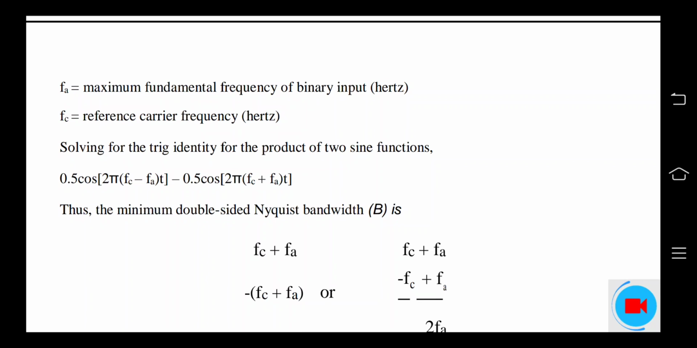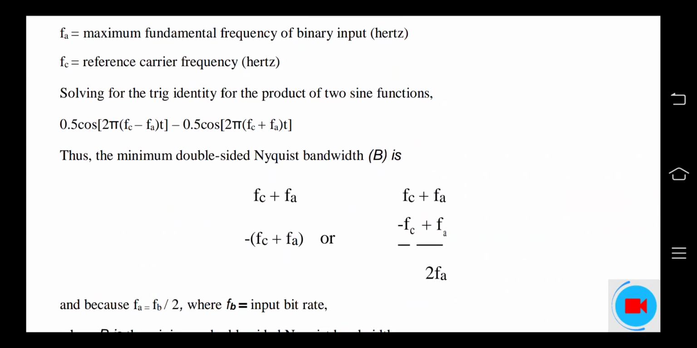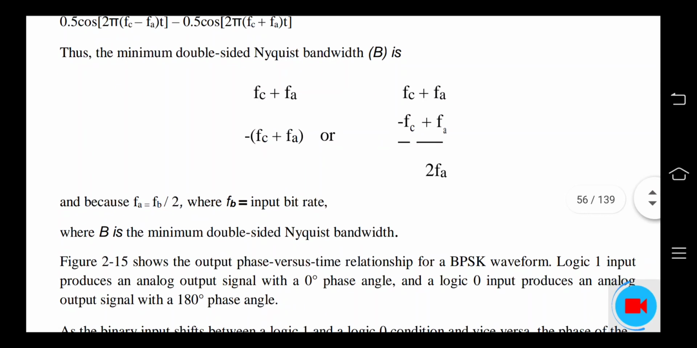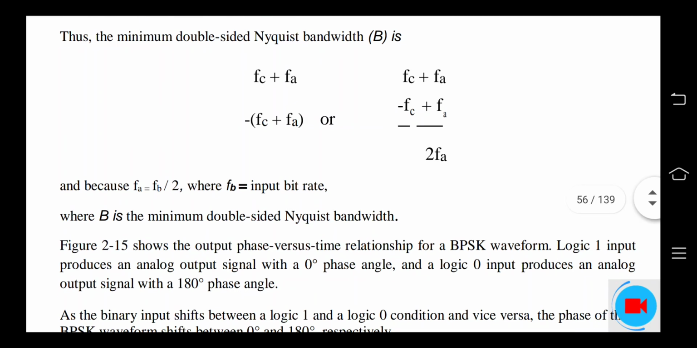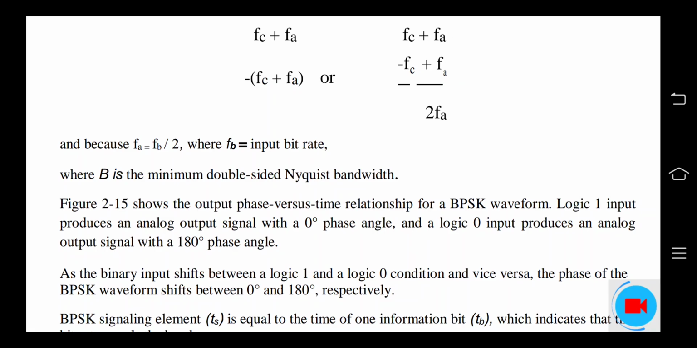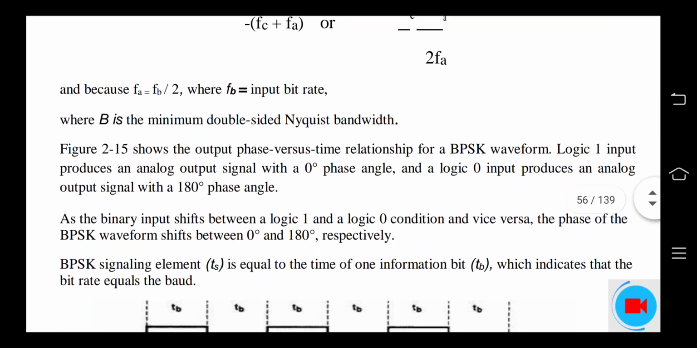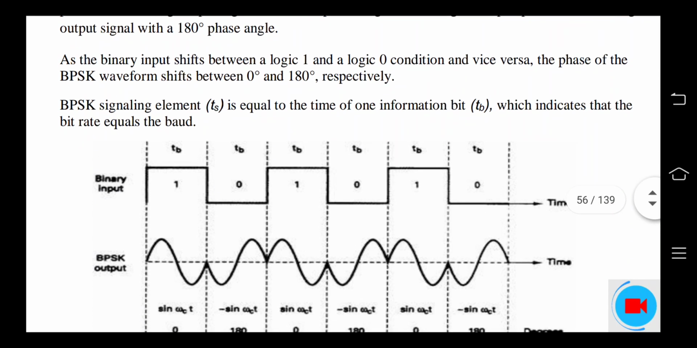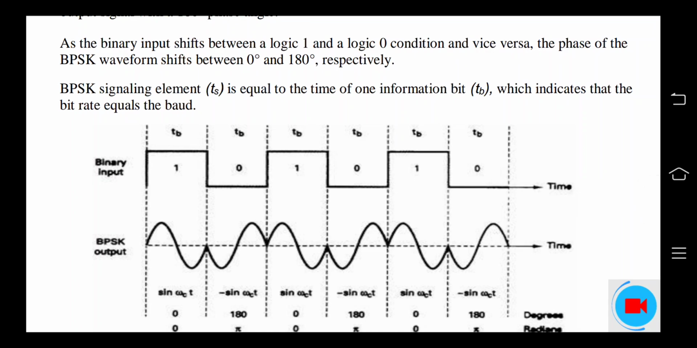Solving with the trigonometric identity for the product of two sine functions, where the amplitude is 0.5, you can simplify that equation. The Nyquist bandwidth is fc plus fa, or minus fc plus fa. Here both are equal, that is 2fa. So B is the maximum double-sided Nyquist bandwidth. We can observe that as the binary input shifts between logic 1 and logic 0, the phase of the BPSK waveform shifts between 0 and 180 degrees.